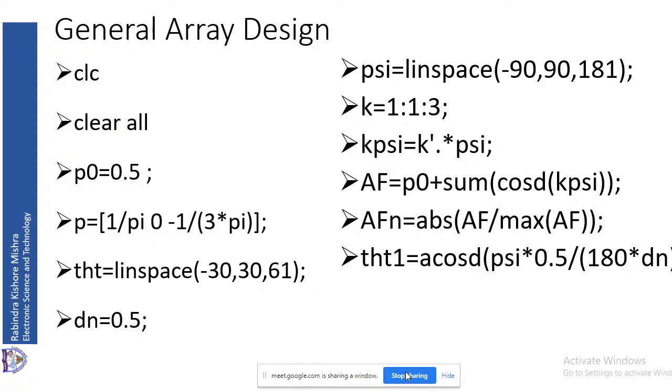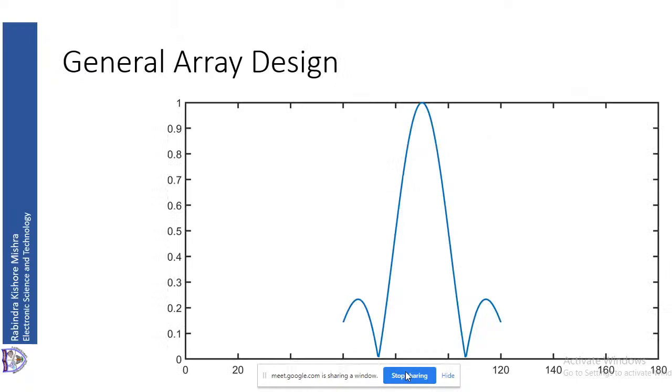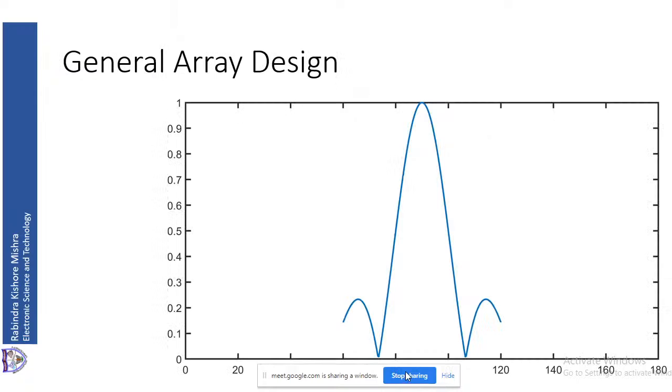Then you normalize the array factor. Then find out theta 1, which will be the inverse of cos d. Plot theta 1 versus the normalized array factor. I am putting the x limit as minus 182, 0 to 180, because beyond that it is already 0, and that is not of any interest to me. Theta equal to 0 to 180 is of interest. Now you can see that this plot gives you a 60 degree beam, and so the design is correct.